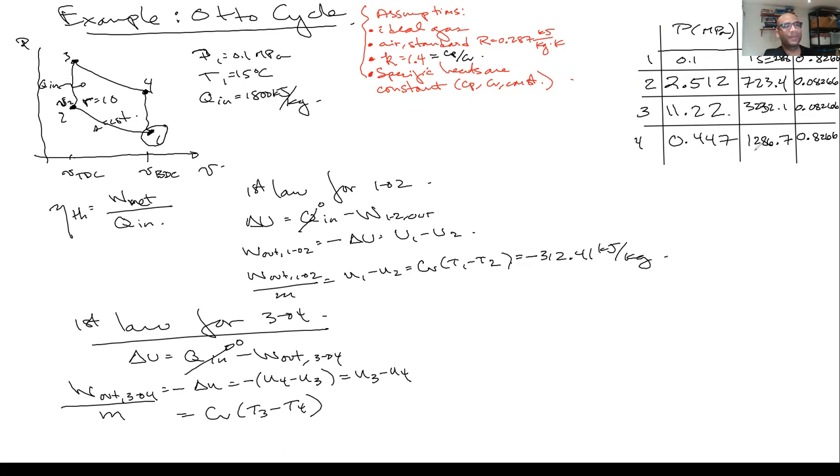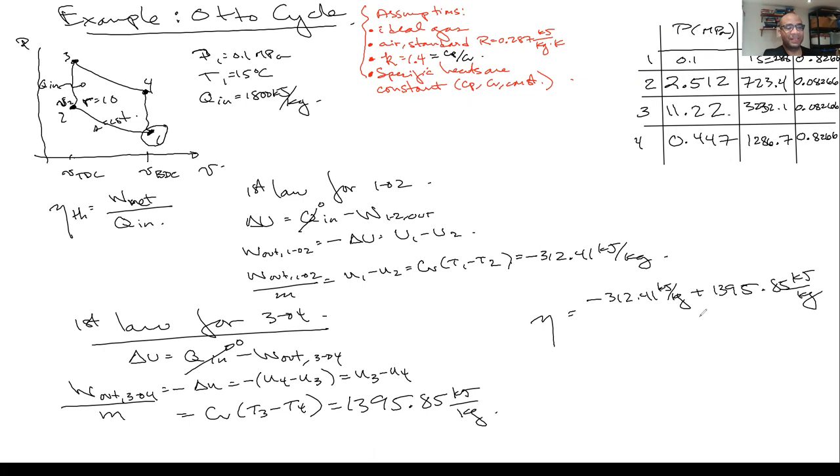In this case T3 is 3,000 something and T4 is 1,200 something, so T3 is higher, so this is going to be greater than zero. If you compute it, this is going to be 1395.85 kilojoules per kilogram. There we go. So we can punch everything in. So eta is equal to minus 312.41 kilojoules per kilogram plus 1395.85 kilojoules per kilogram. This is the net amount of work.